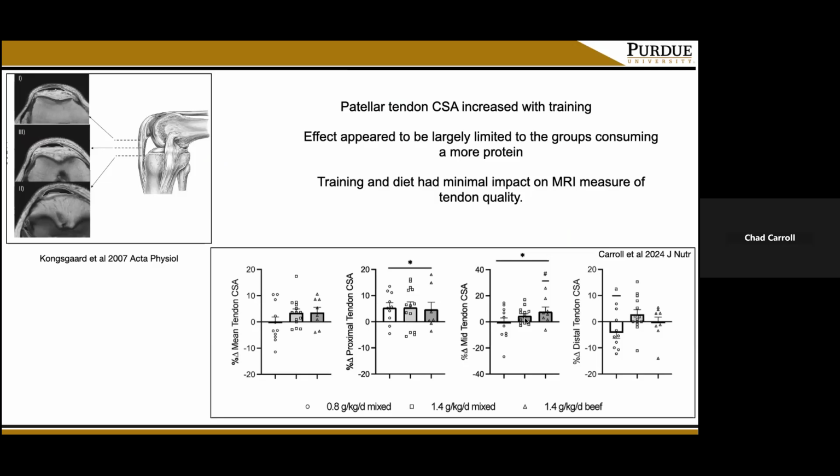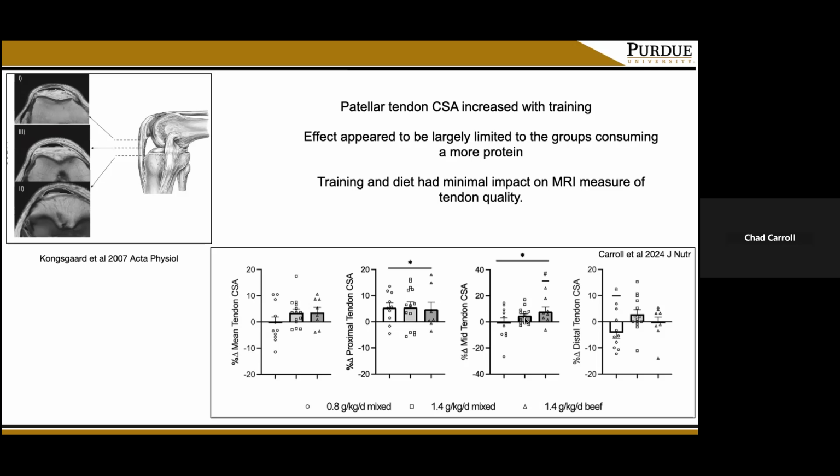And I know it doesn't look like a lot, this is percent change. It doesn't look like a lot, but in a young adult, the most you get out of a 12-week protocol is maybe 5 to 8% max in tendon hypertrophy. I mean, you see that much in muscle as well. So we're hitting like 6 or 7% here in overall tendon size.